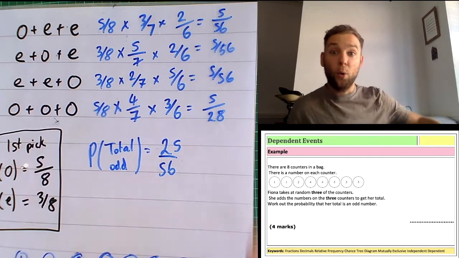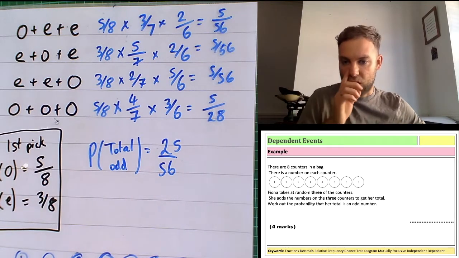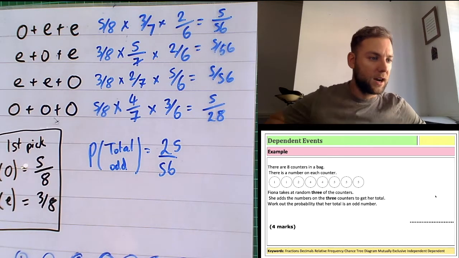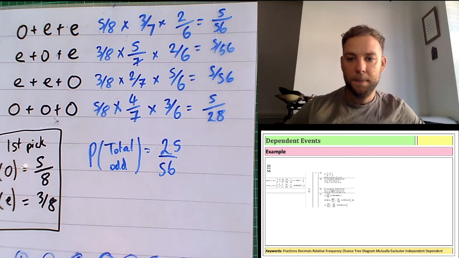So it's because we thought about all of these different outcomes. That is tricky, okay? There's lots going on there. So let's just make sure we've got this right. 25 out of 56, absolutely super.